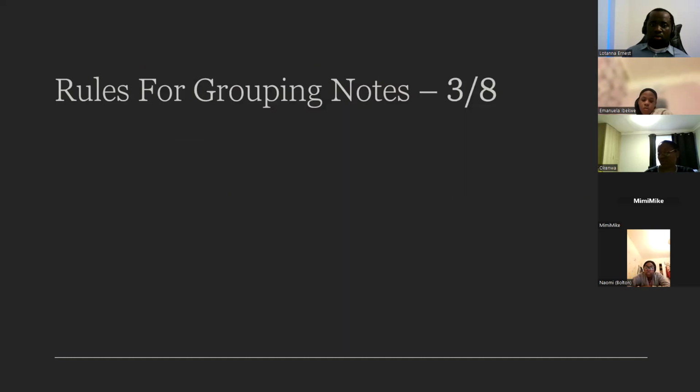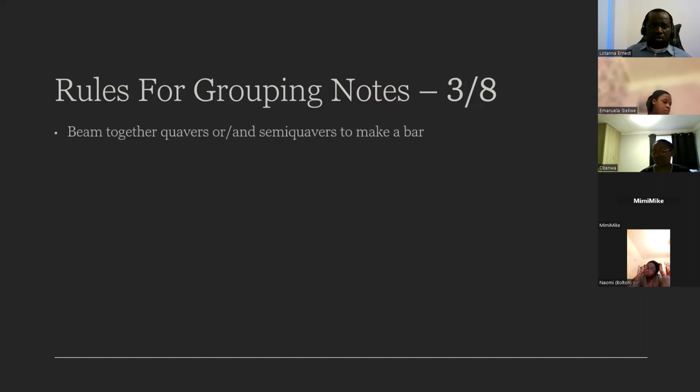Now, let's go to rules for grouping 3/8. When I talked about 3/4 or 3/8, there are exceptions. The general rule is don't group more than 4 quavers or more than 4 semiquavers. But for 3/8, you can beam all the quavers or semiquavers to make a bar.